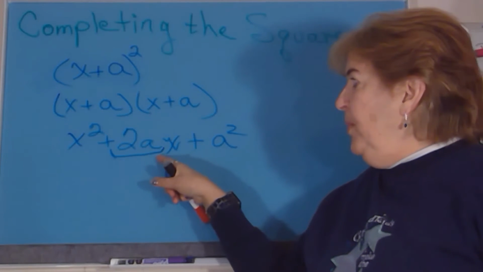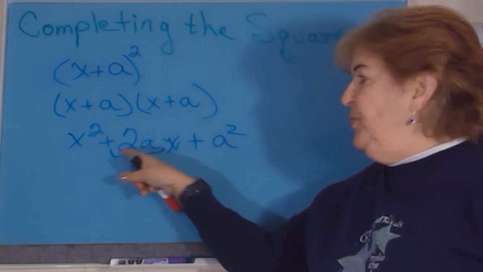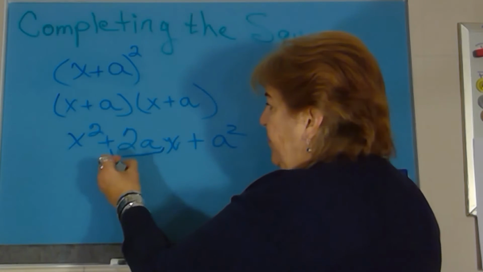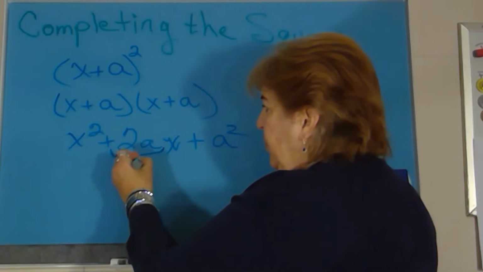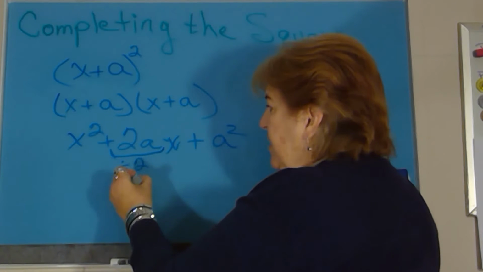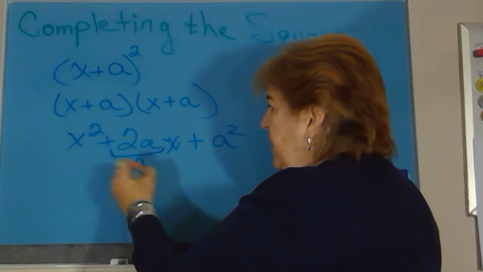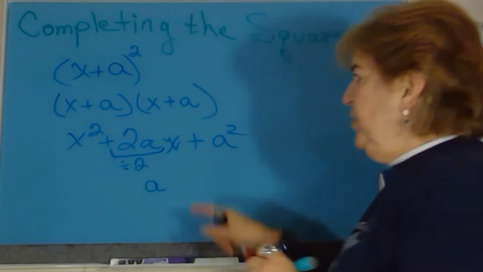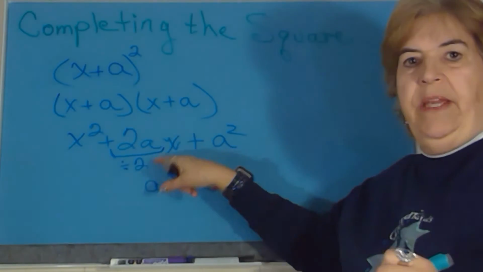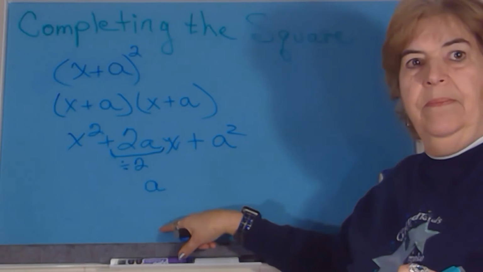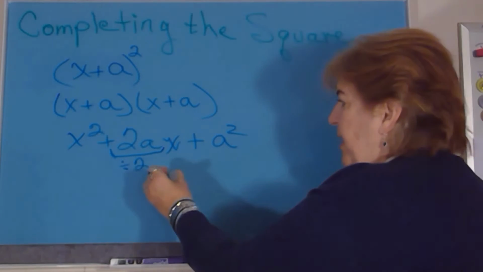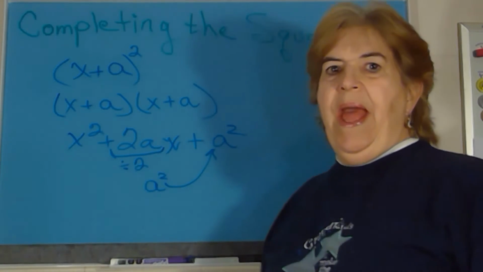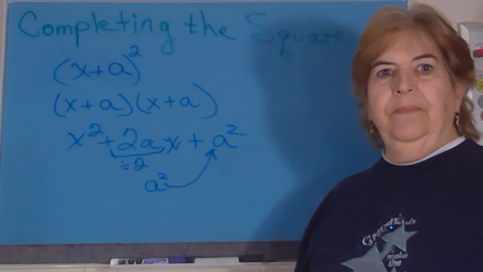Well, the number in front of the x is 2 times a. So the first thing you would do is divide that number by 2. When you divide that by 2, that's going to give you a number which is the same as a. 2a divided by 2 is a. We then square that number, and that tells us what we're going to add in that place.